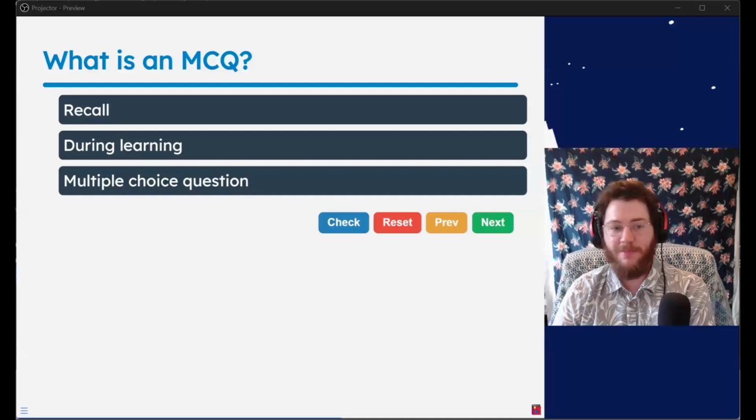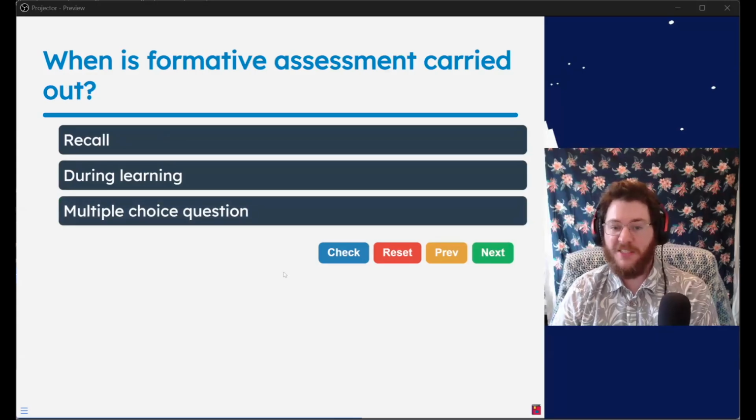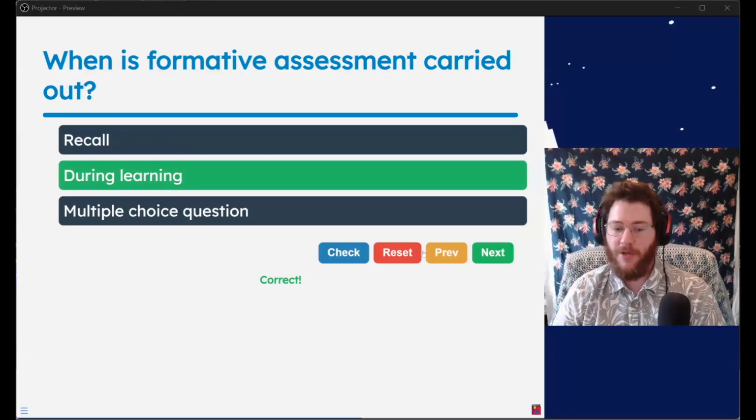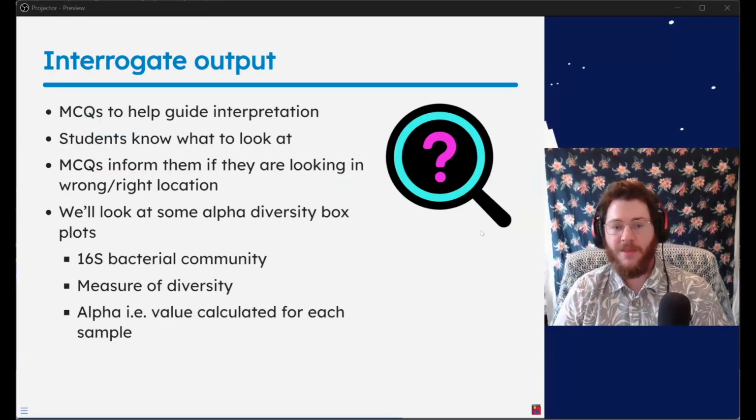So what is an MCQ? Well, that's a multiple choice question. Yep. When is formative assessment carried out? That's during learning. Correct. And what do recap MCQs promote? And that is recall. Correct. So that's an example of recap MCQs, but what about interrogating output?